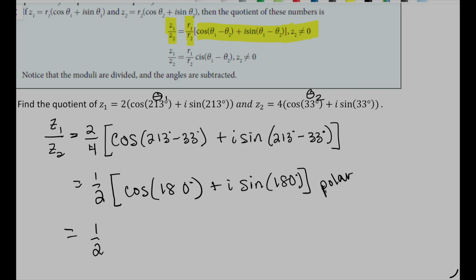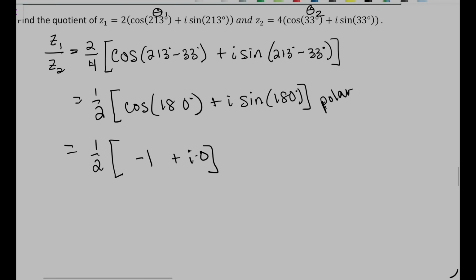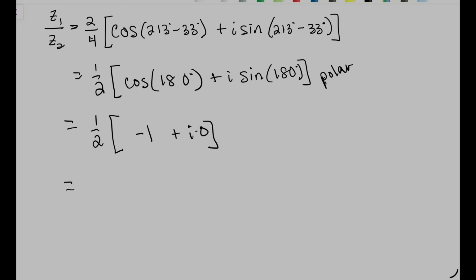Cosine of 180 is a negative 1. Sine of 180 is a 0. This will produce negative 1/2 plus 0. Done. So that's how we multiply and divide complex numbers in polar form.